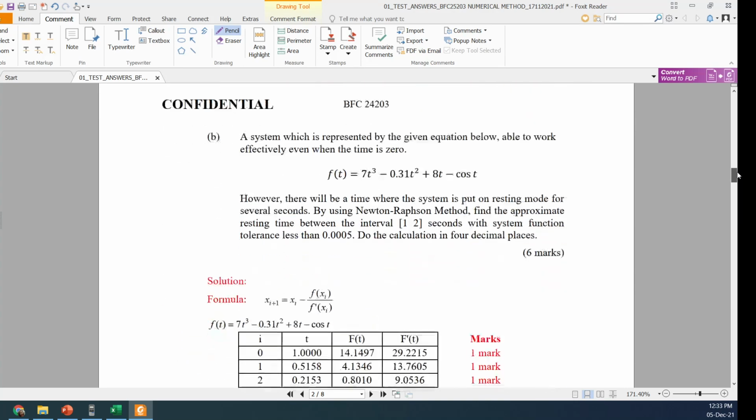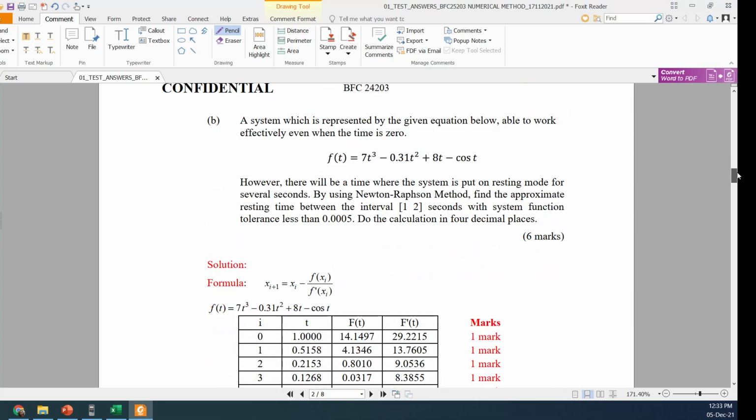So 1a 8 marks, 1b 6 marks. So a system which is represented by the given equation below is able to work effectively even when the time is 0. So the function f(t) here. However, there will be a time where the system is put on resting mode for several seconds. By using the Newton-Raphson method, find the approximate resting time in the interval 1 to 2. With system function tolerance less than 0.005, do the calculation in 4 decimal places.